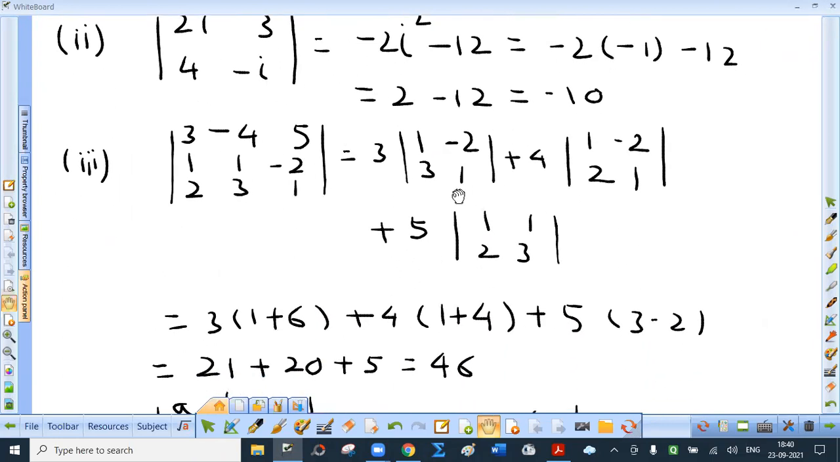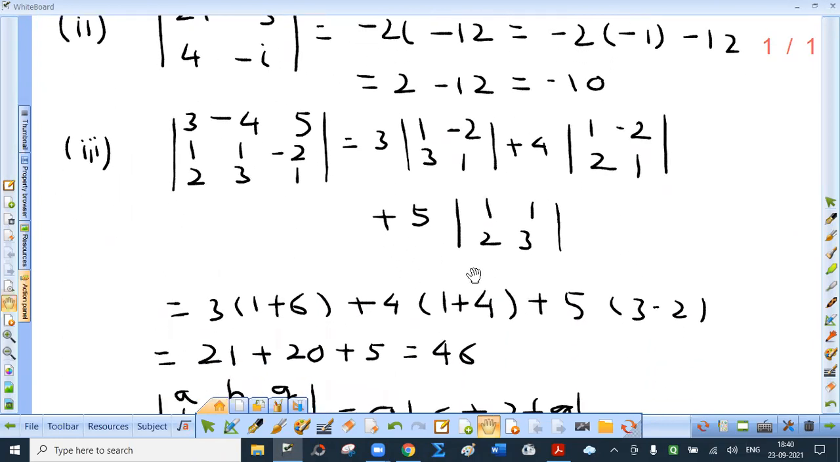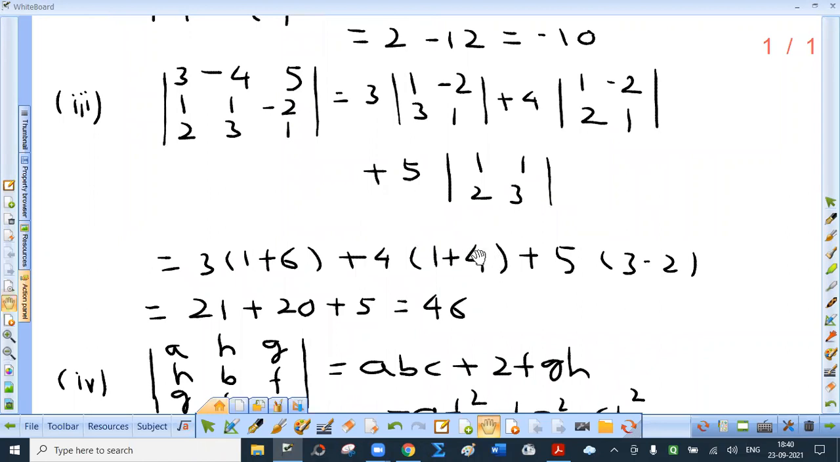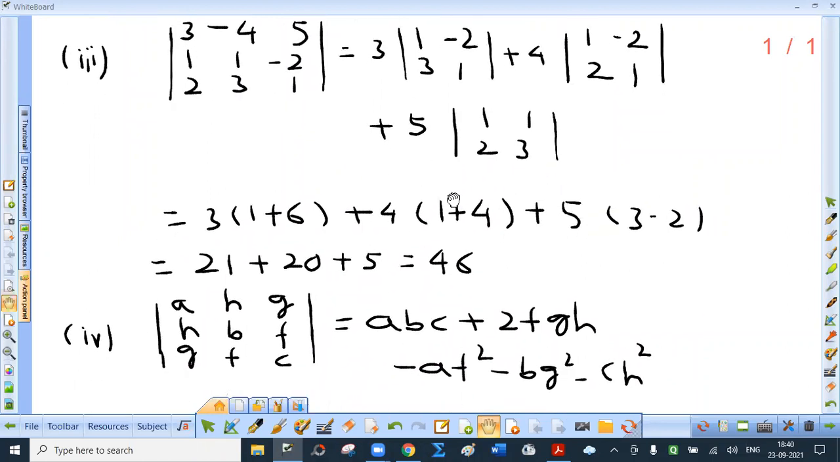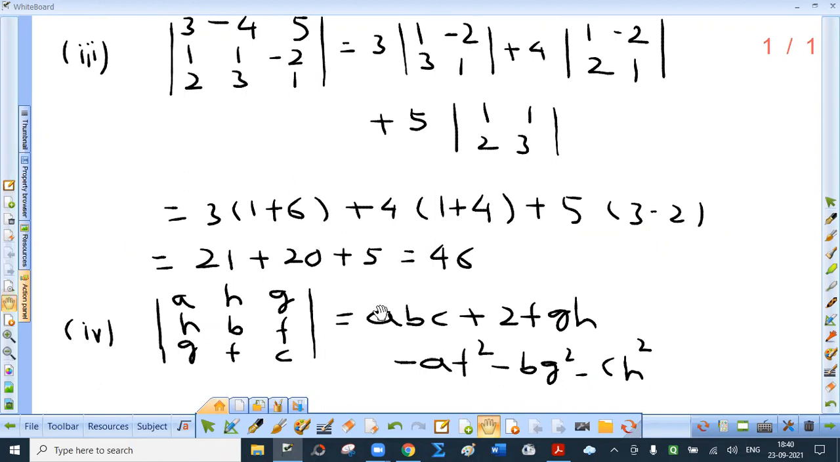Third one, what is the value of this determinant? It comes out to be 46. Please check. Fourth one, I have directly written the answer because I know the value of this determinant. We'll be using this determinant in 12th standard in the topic pair of lines. So what is the expansion? ABC plus twice FGH minus AF square minus BG square minus CH square. Please do not write expansion directly.